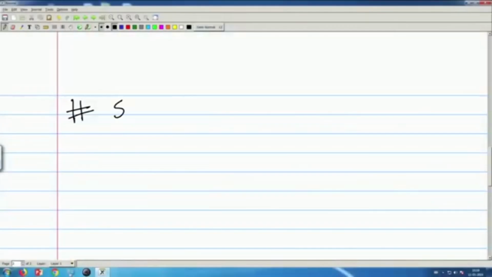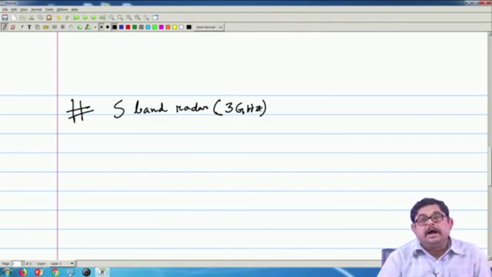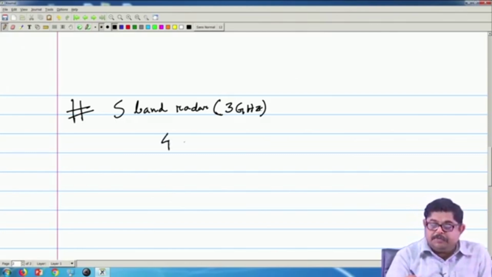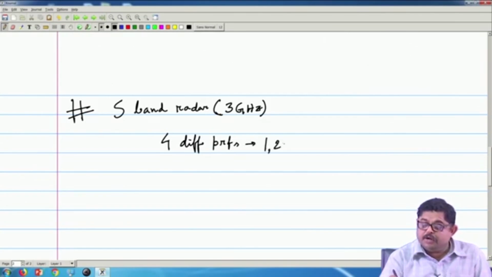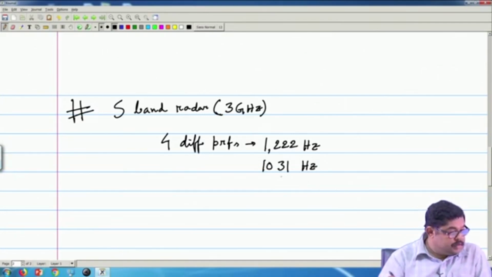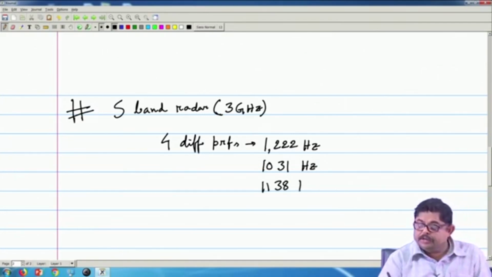problem that an S band radar, let us say at 3 gigahertz, utilizes a staggered waveform with 4 different PRFs. Let us say the PRFs are 1222 hertz, then 1031 hertz, then 1138 hertz and 1 kilohertz.